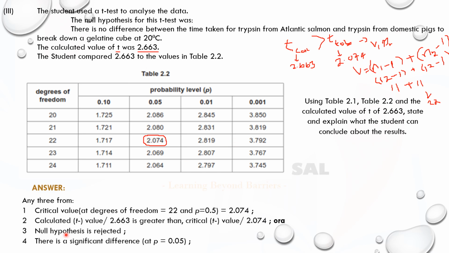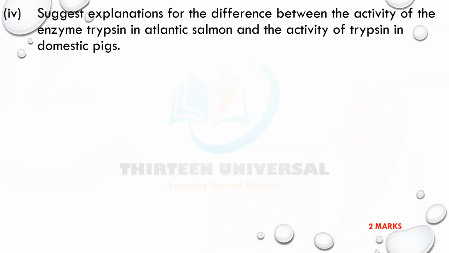That's it. The critical value at degrees of freedom 22 is this, and the calculated value is this. It's greater than the critical value, so like we said, the null hypothesis is rejected. There's a significant difference at probability of 0.05. That's 3 marks, a lot of marks. So now, explain the differences between the activity of the enzyme trypsin in Atlantic salmon and the activity of trypsin in domestic pigs. What is the difference?